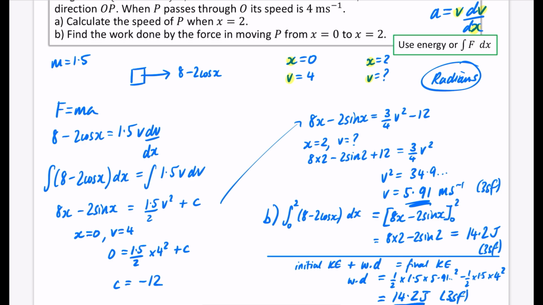So you can either do it using energy considerations or you can do it using integration. I'm going to do this third one, and then you guys are going to have a go at this last one that we've got here.